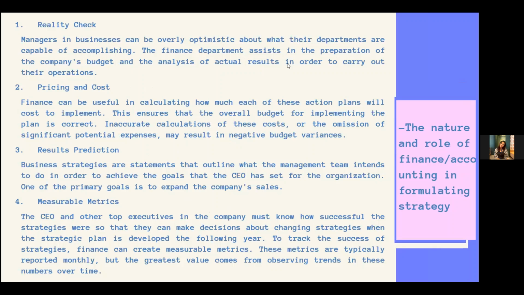The nature of the roles of finance or accounting in formulating strategy. In the area of finance or accounting, in formulating strategy, the first one is a reality check. So managers can be overly optimistic about what their departments are capable of accomplishing. And the second one is pricing and cost. So finance can be useful in calculating how much each of these action plans will cost to implement and in result predictions. And the last one is measurable metrics.